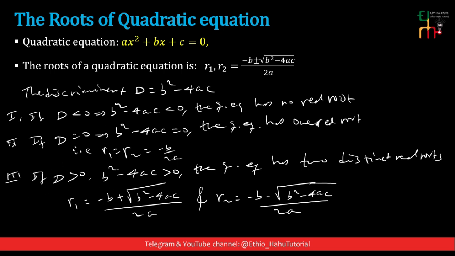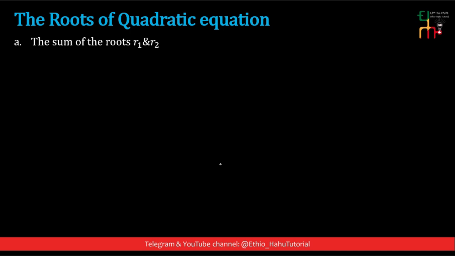If the discriminant is 0, then the equation has only one root, and it is known as a perfect square. If d is less than 0, the quadratic equation has no real root. Having seen this, let's see the sum of the roots.